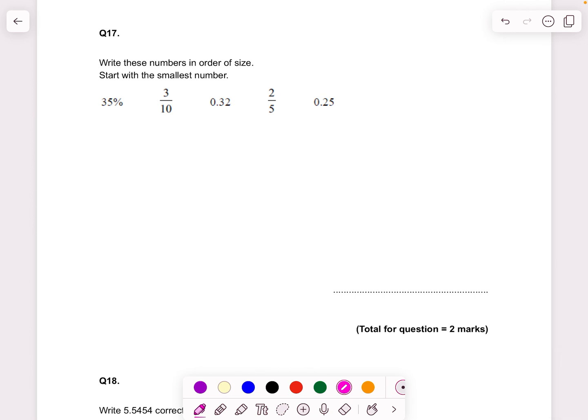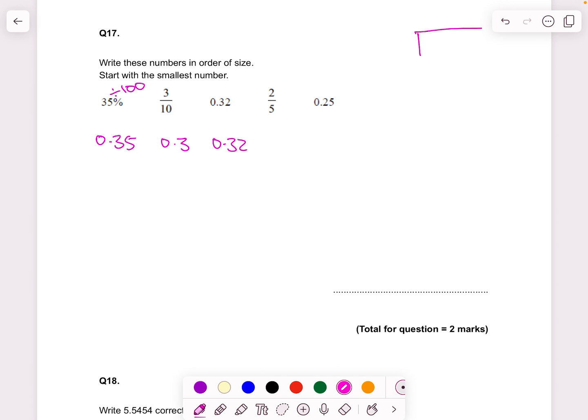Number 17, we're going to put these in order. In order to put them in order, I would convert these all to decimals and then put the originals back in to answer the question. So 35% divided by 100, so that's 0.35. 3/10 is 0.3. 0.32 is already a decimal.